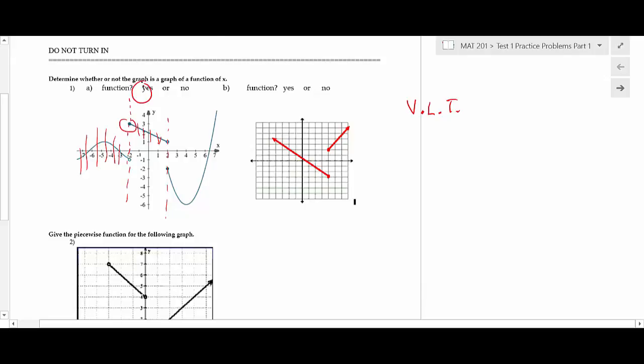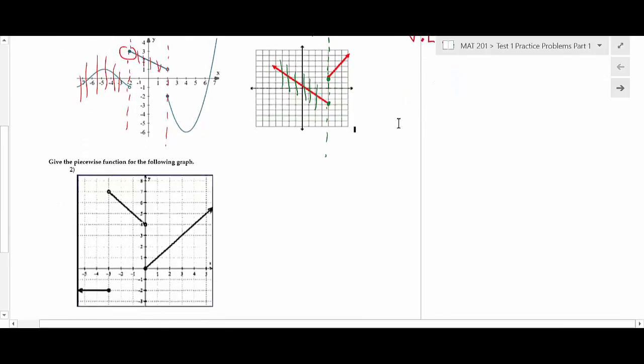Okay, the next one at first glance appears to be a function, but there's a problem. Everything is passing the vertical line test here, but the problem is once you get through this point right here, you're actually going through 2 points, because that's a solid bubble, that's a solid bubble, so it's going to be a no. So just as background information, you want to know what the graph of a function looks like, since we deal with that in calculus so much.